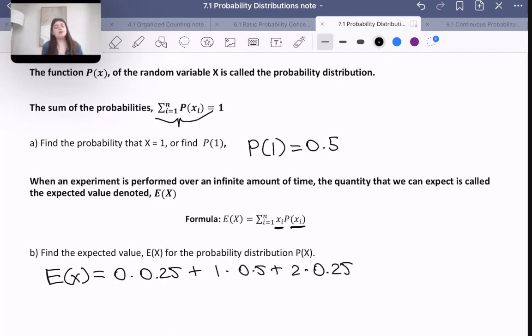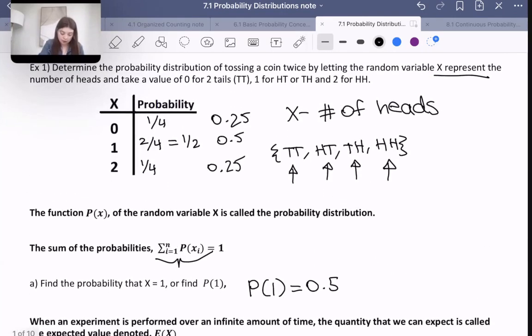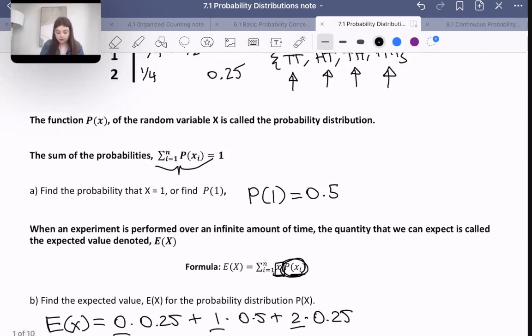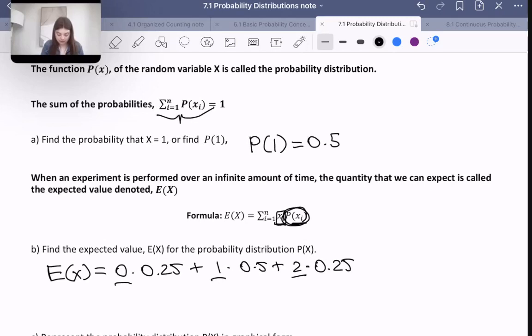Now, there's a couple ways to understand why this is. One way is to just look at the formula and say, well, we're basically taking all the x values, which are 0, 1, 2, right? And we're multiplying them by the p of x sub i values, so the probability values, which are 1/4, 1/2, and 1/4, or 0.25, 0.5, and 0.25 again. And we're multiplying them together, and then we're adding up those results, right? So that's quite literally what the formula says. Another way we can look at this is it's a way to find the average number that we'll get, right?